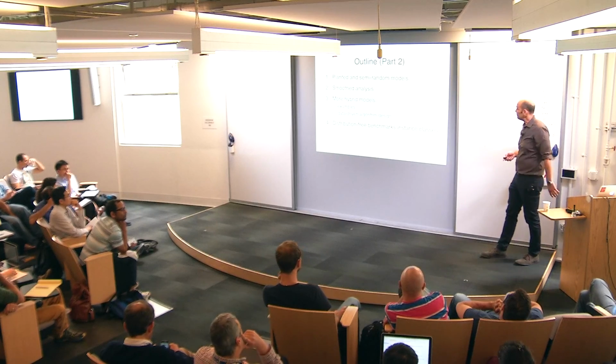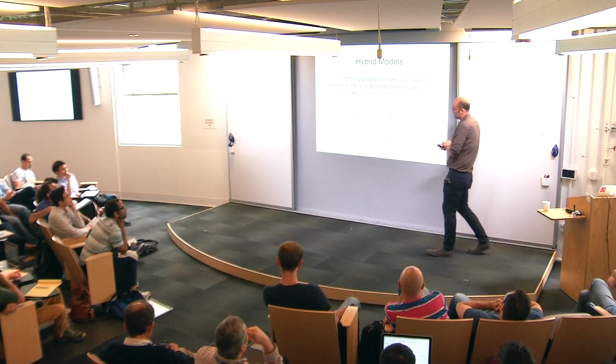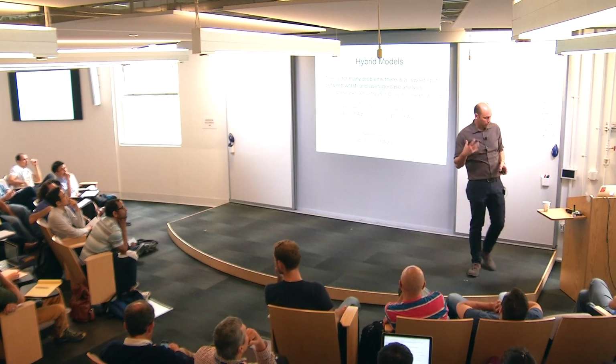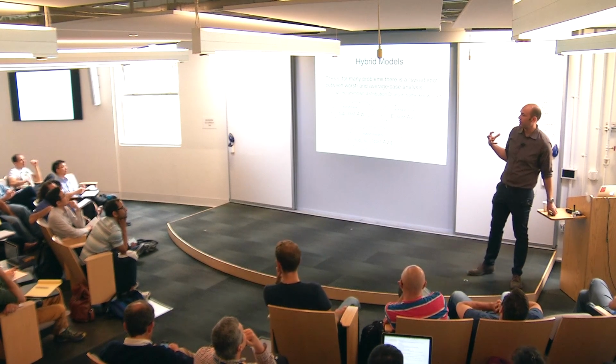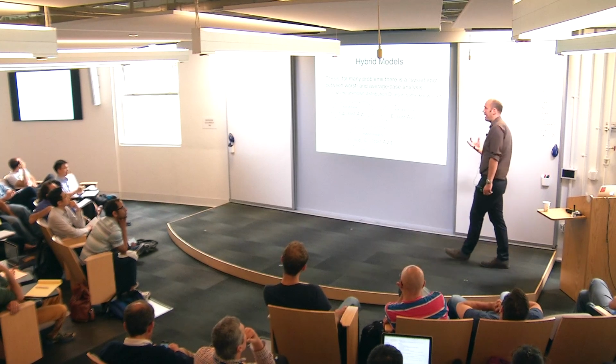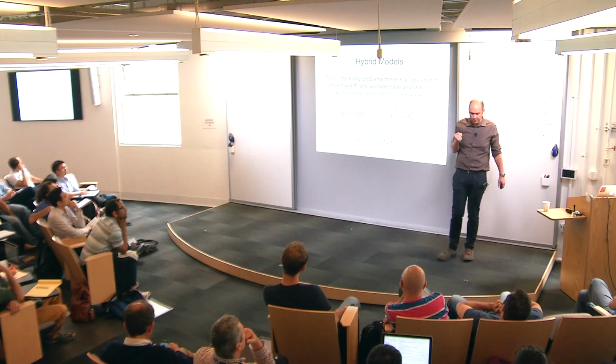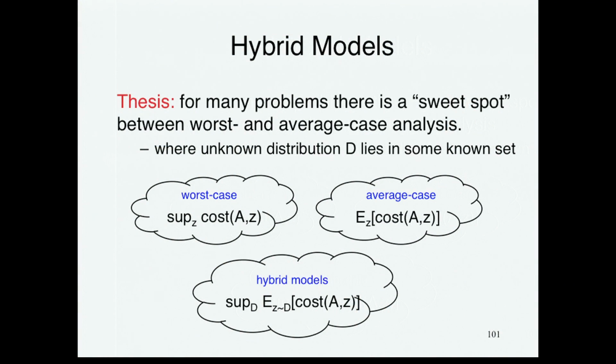Okay. All right. So I want to say a little bit about other types of what I call hybrid models. What I mean by a hybrid model is some kind of interpolation between worst case and average case analysis. And the thesis, which I've given you examples for, and I'll give you more examples, is that for lots of problems where worst case analysis fails, the right thing to do is a robust version of average case analysis, one of these hybrid models. So what do I mean by this?